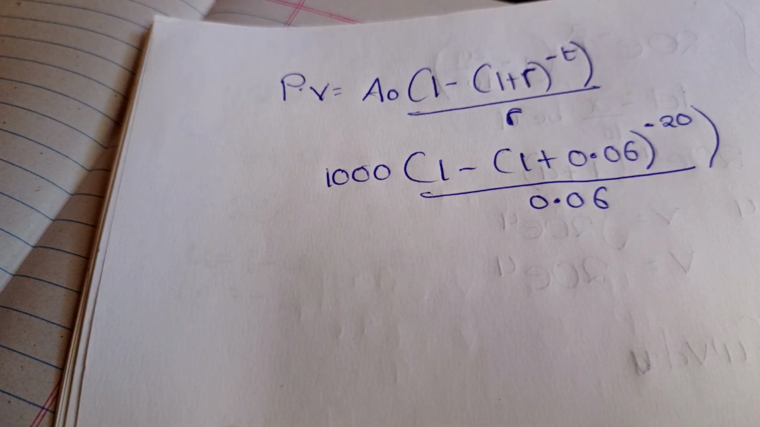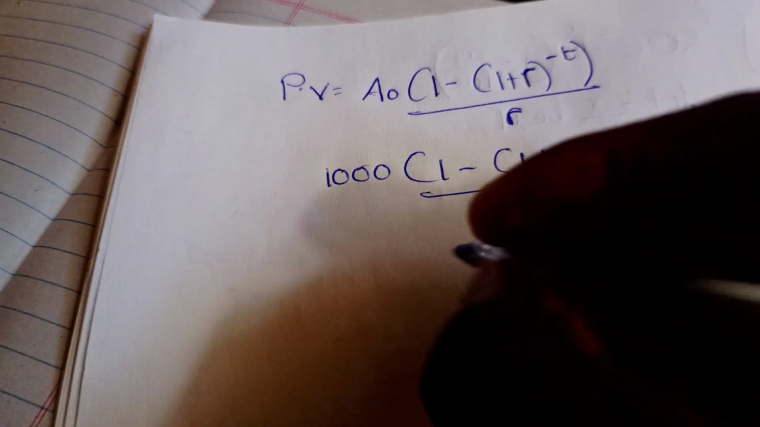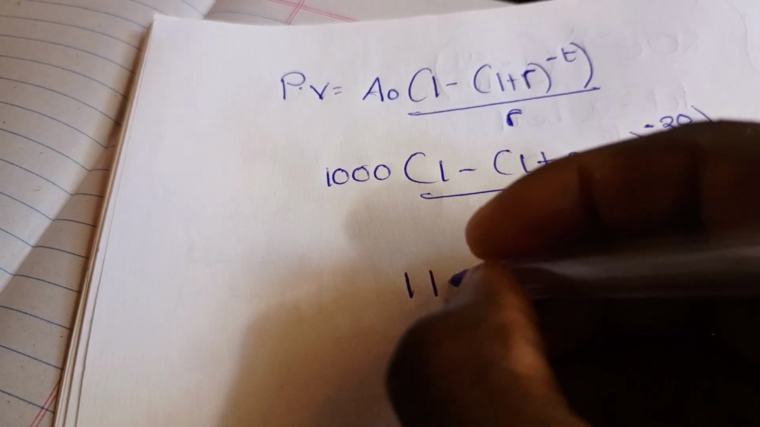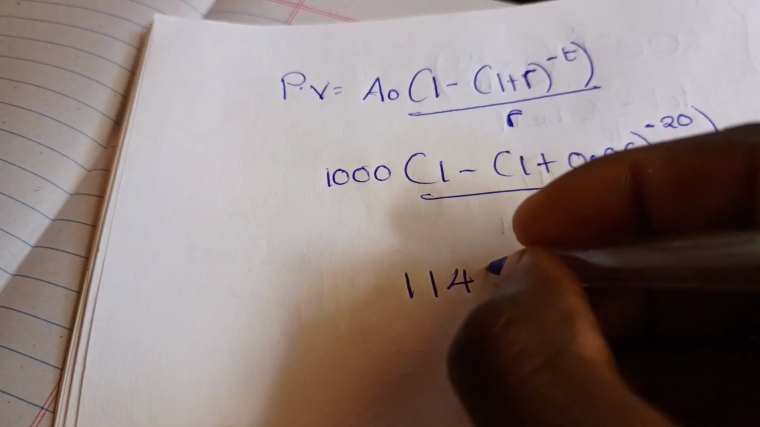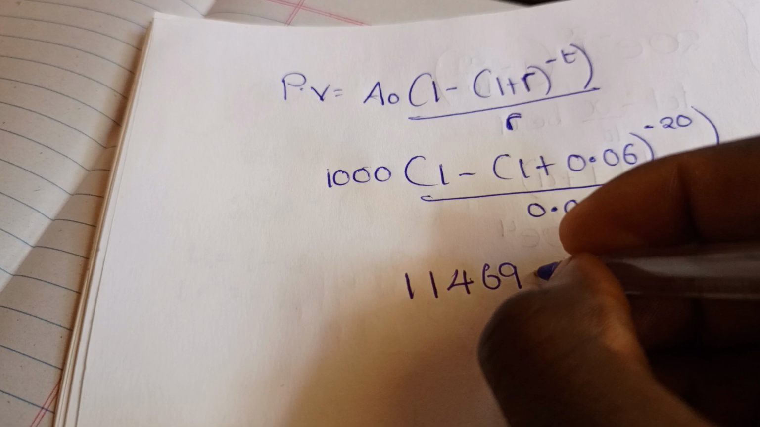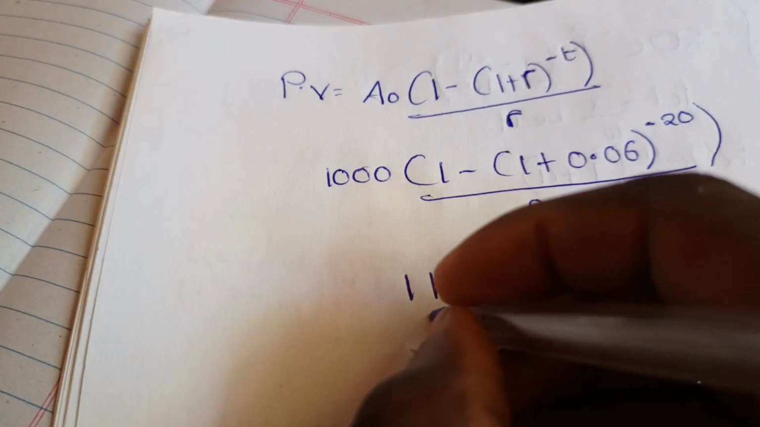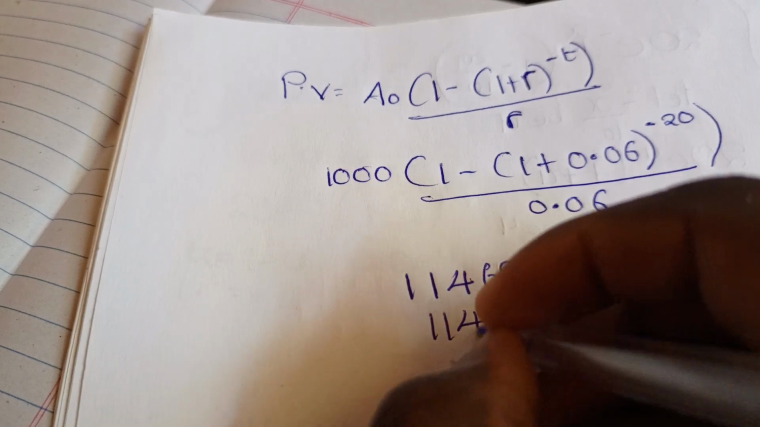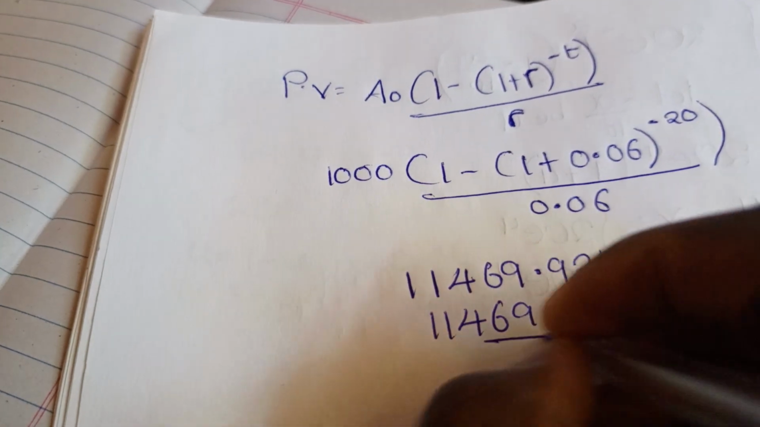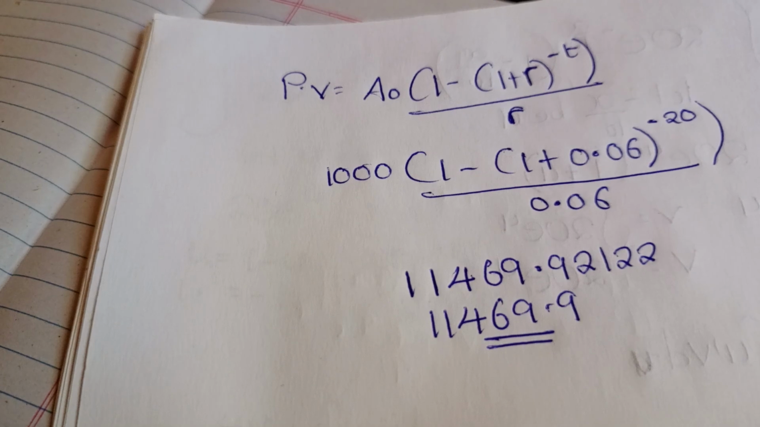1 minus the answer you are getting, divided by 0.06, multiplied by 1,000, giving you 11,469.92122, which can be simplified as 11,469.9. So this is how we calculate our present value for the first question.